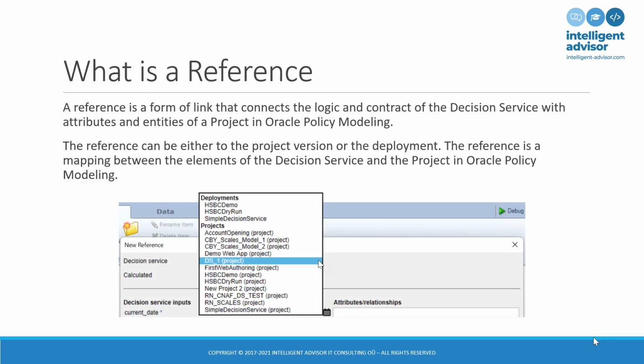So what exactly is a reference? Well, a reference is something that you add on the Rules tab. And from the Rules tab, when you click New Reference, you create a connection to the contract of a decision service. The reference can be either to the project development version or the deployed version. Following the creation of a reference, you will be required to map between the contract of the decision service and the project that you have in Oracle Policy Modeling.